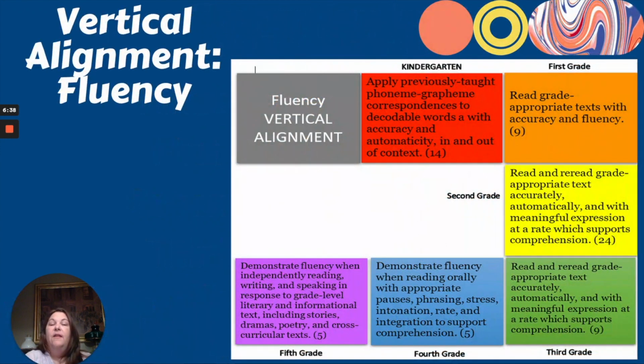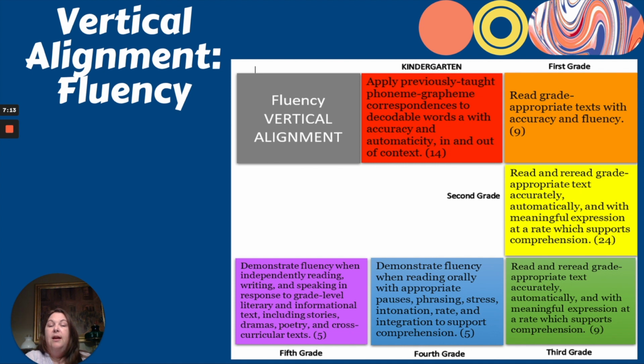In kindergarten, they apply previously taught phoneme grapheme correspondence to decodable words with accuracy and automaticity in and out of context. In 1st grade, they read grade-appropriate text with accuracy and fluency. In 2nd grade, they read and reread appropriate text accurately, automatically, and with meaningful expression at a rate which supports comprehension. They also must do this in 3rd grade.